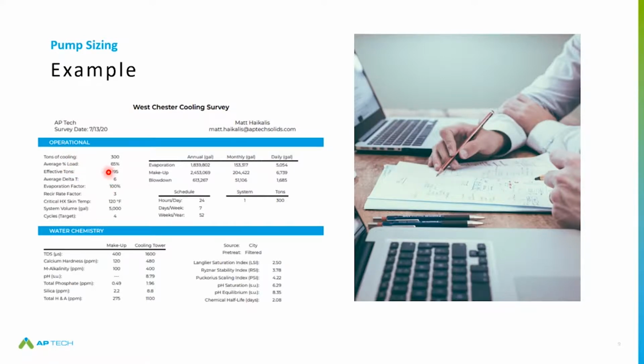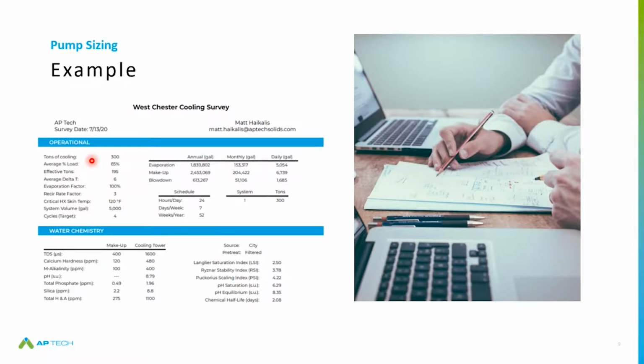So in this example, we have a cooling tower of certain tonnage operating at a certain percentage of load, 65% that is. So total effective tons are actually 195. And then that goes into the operational side of, what's the delta T from the incoming water to the outgoing water, as well as what's the evaporation factor. Recirc rate, which is typically 3 gallons per minute per ton of cooling, and heat exchanger temp. So that's wherever the skin temp is of your heat exchangers or compressors, whatever it might be, and system volume.